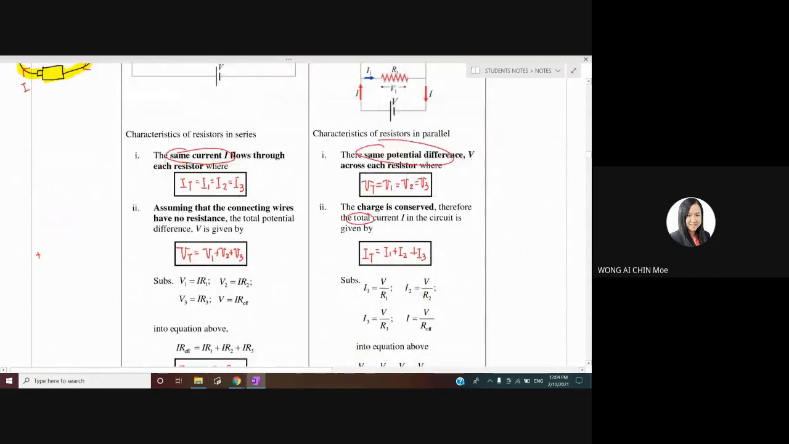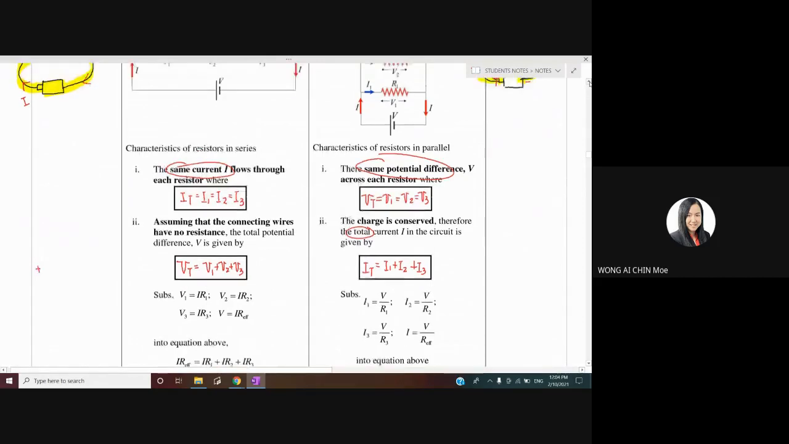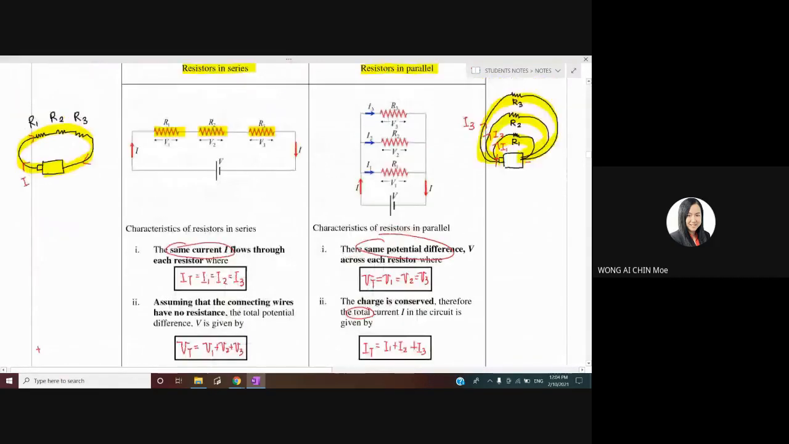So assuming that the connecting wire has no resistance, the total potential difference V total equals V1 plus V2 plus V3, because this is only one battery. This battery's potential difference will be distributed across R1, R2, and R3. So when we total up V1, V2, V3, it will become our V total, because the battery's potential difference is shared among three resistors.